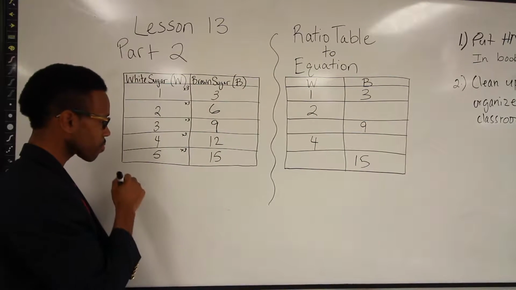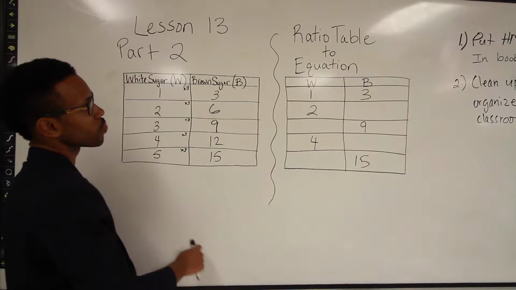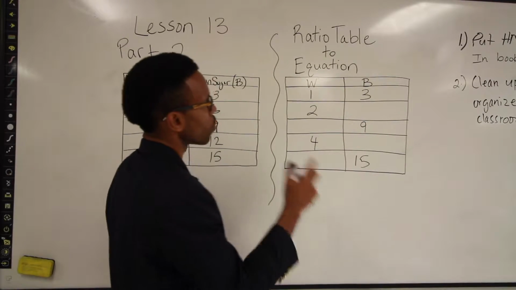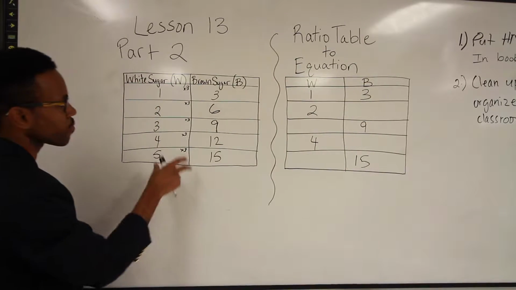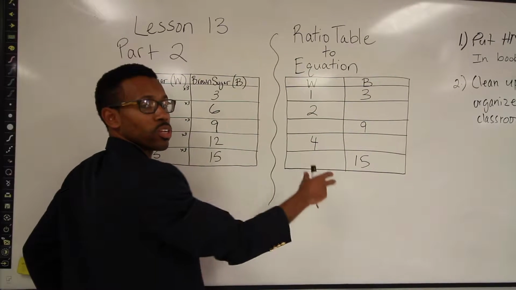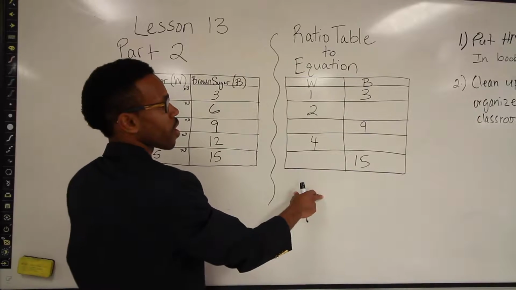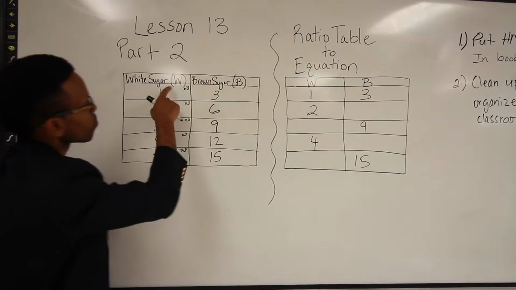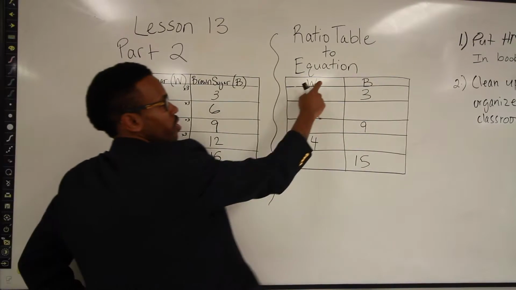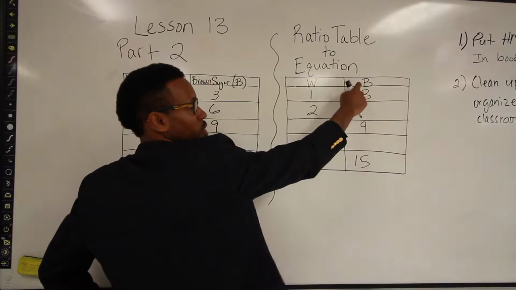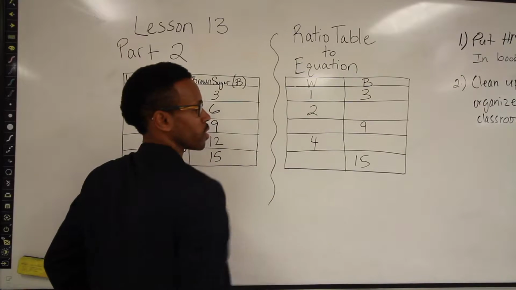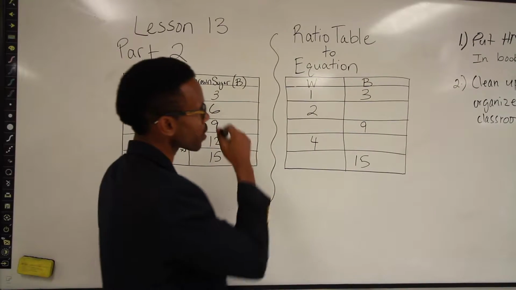of white sugar. Now this is where part 2 of what we went over in class today is: ratio table to equations, taking this information we have and turning it into an equation so that we can figure out, no matter what W is, remember W is the white sugar, I can find out immediately how many cups of brown sugar, the letter B, I'm going to need. So this is how we accomplish that.